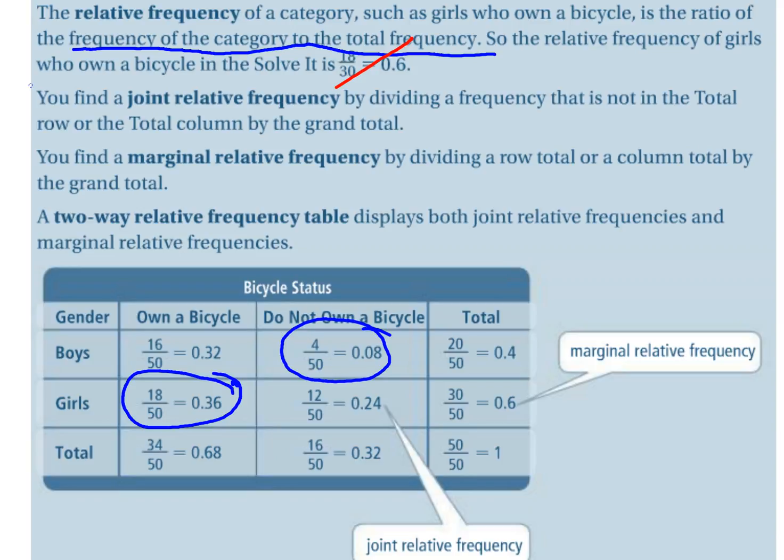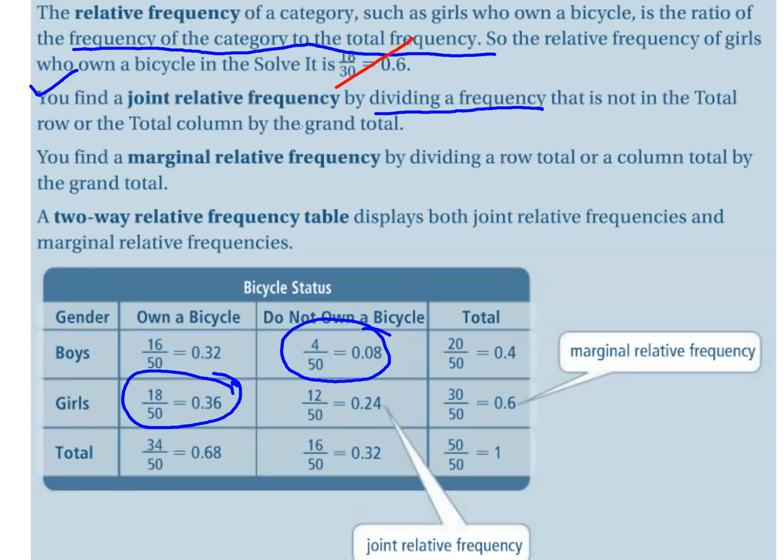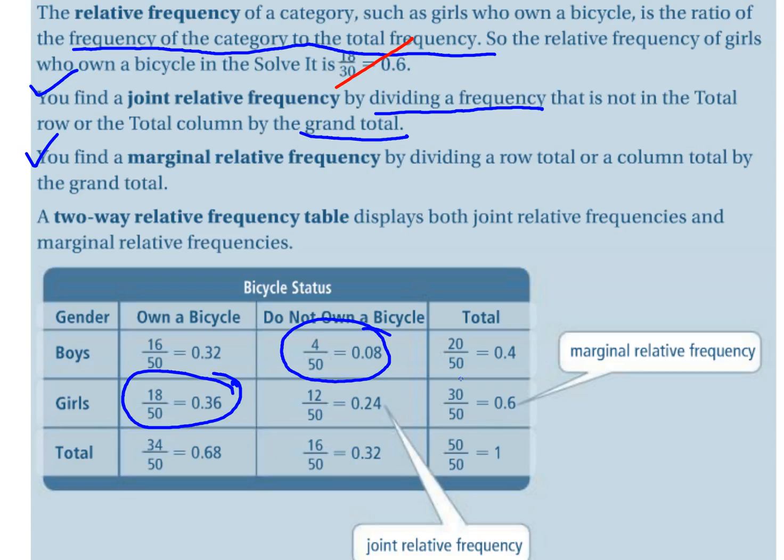So again, a joint relative frequency is found by dividing a frequency that is not in the total row or column by the grand total. And a marginal relative frequency is found by taking the row total or the column total and dividing it by the grand total.